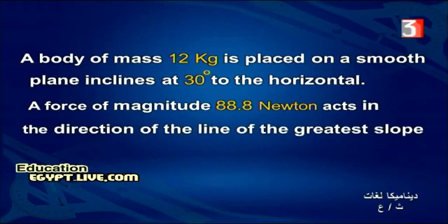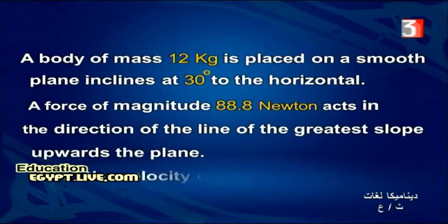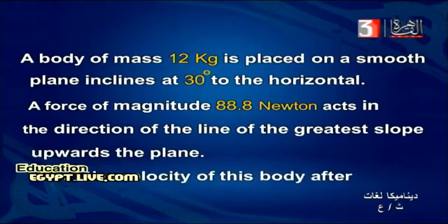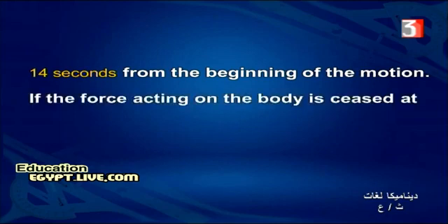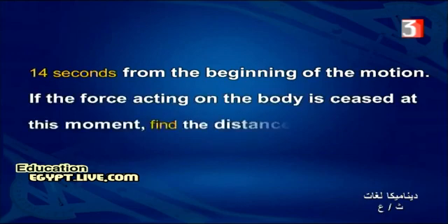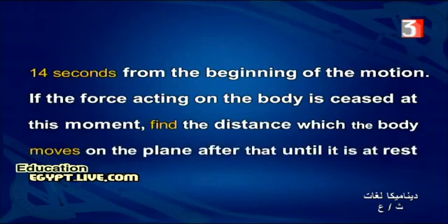Another example: a force of magnitude 30 kilogram weight acts in the direction of the plane, and its line of action lies in the vertical plane. Find the acceleration and the magnitude of the reaction force of the plane. Now we have a body of mass 25 kilogram, mg sine theta equals 176.4 Newton, and the force acts in the direction of the greatest slope downward along the plane.